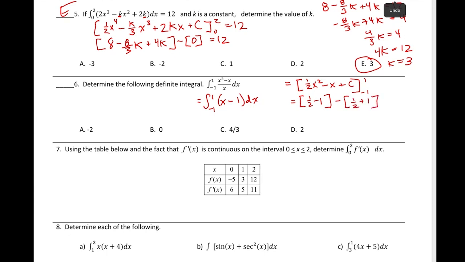So this actually works out pretty nicely. We've got 1/2 minus 1/2 is 0. We've got negative 1 minus 1. So this is just going to be negative 2. And our answer is A.